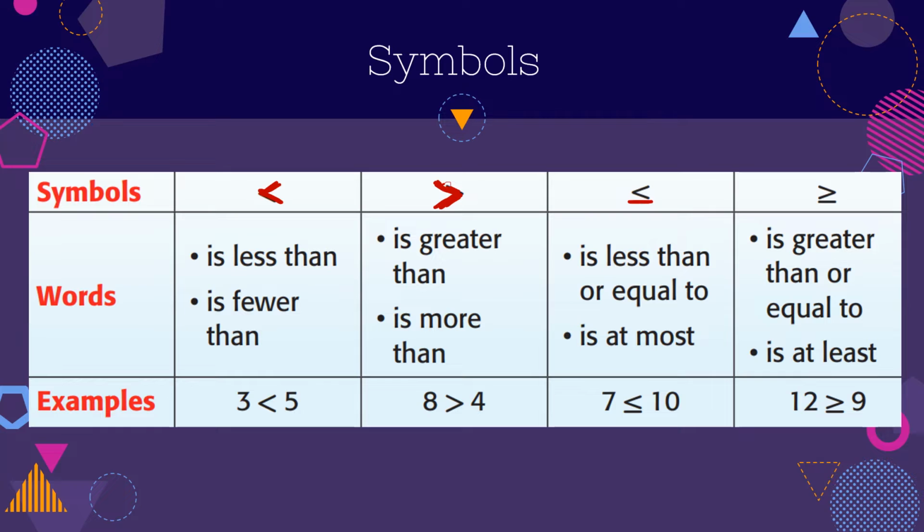When there's a line underneath, that adds the element of or equals to. You'll also notice that if it's less than or equal to, we might also say at most. Or if it's greater than or equal to, we might see at least.